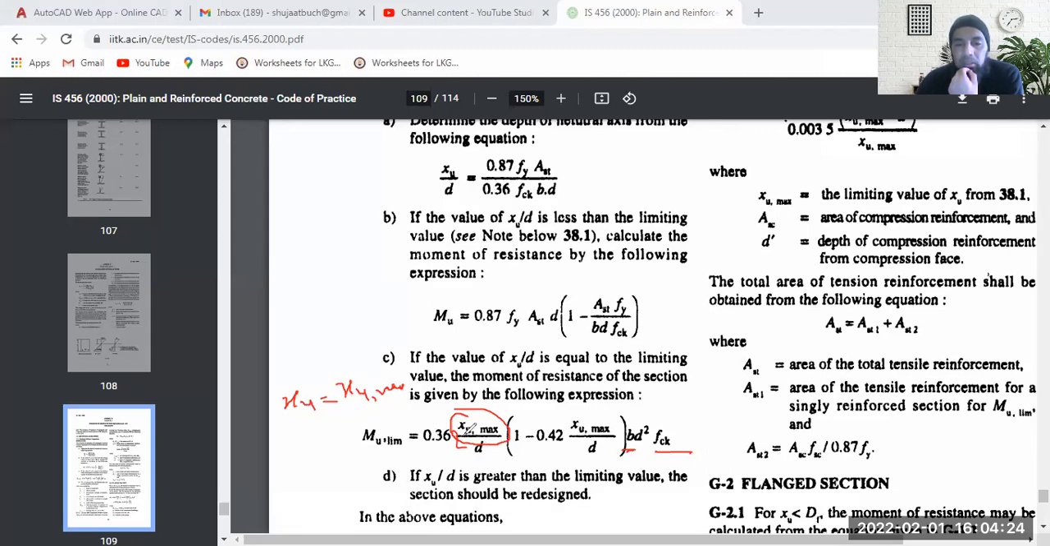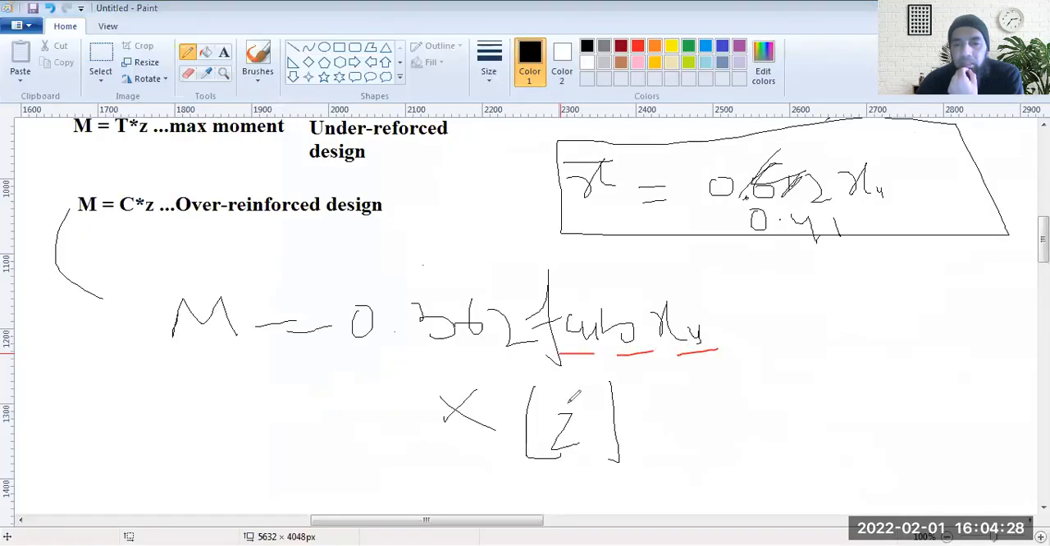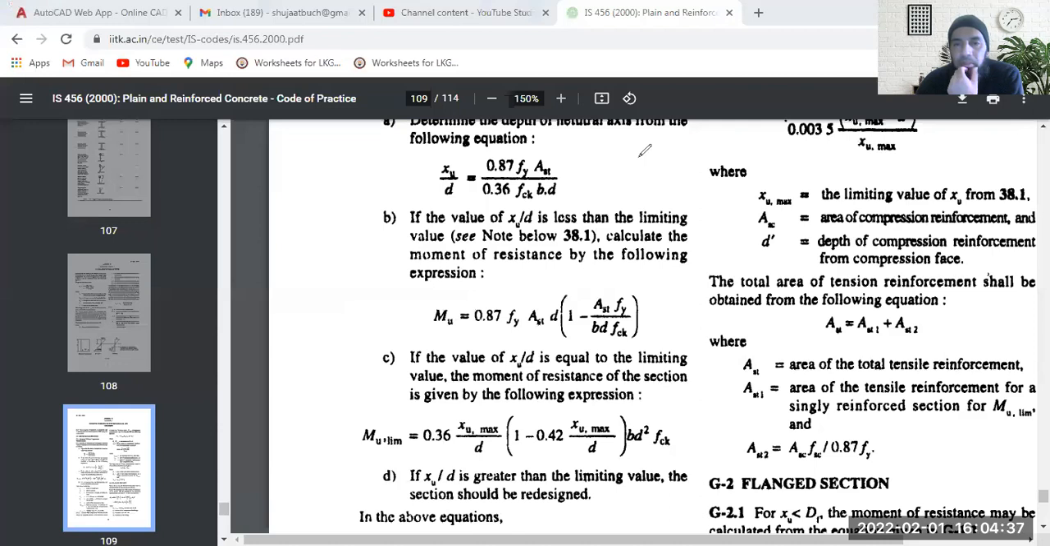So again, let me share. This is FCK B into XU. So all these components have come. Just a minute. So FCK has come, 0.362 has come, XU max in place of XU into B.